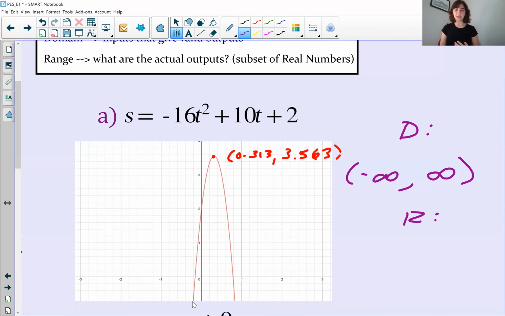So when we actually plug in our domain, the range we're going to get is from negative infinity to that maximum value, which is, in this case, 3.563. And that's included, so I use a bracket. And there's that function.